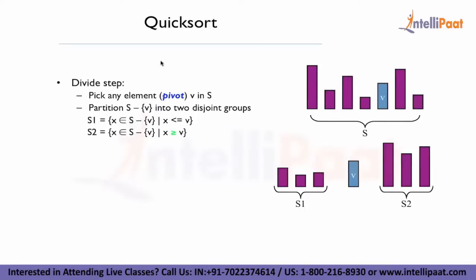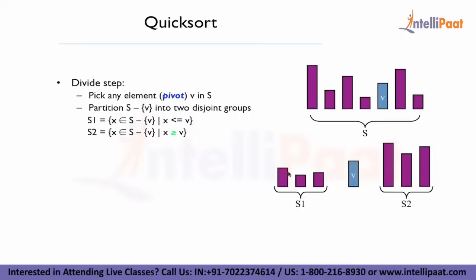So this is how quicksort works. In quicksort, we pick any element as pivot. Suppose this is a set of elements, and we have selected one pivot as v. Pivot is any element in the array. Now partition S so that all the elements at the left of v are less than v and all the elements at the right of v are greater than v. So we have divided this array into two parts. One part has all the elements which are less than v, one part has all the elements which are greater than v, and we will solve this problem again.